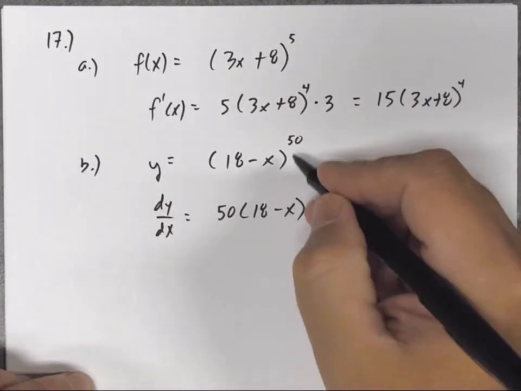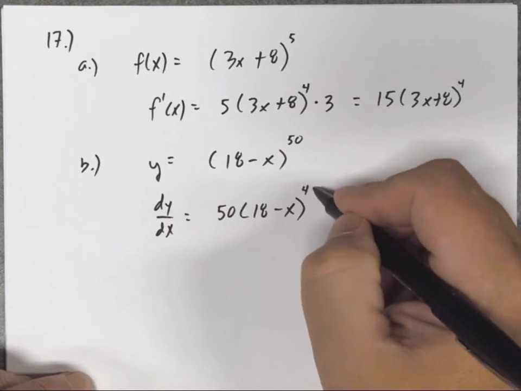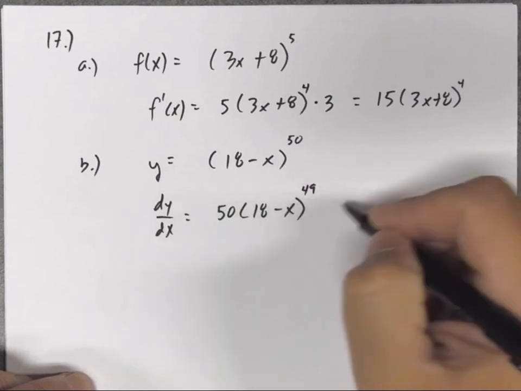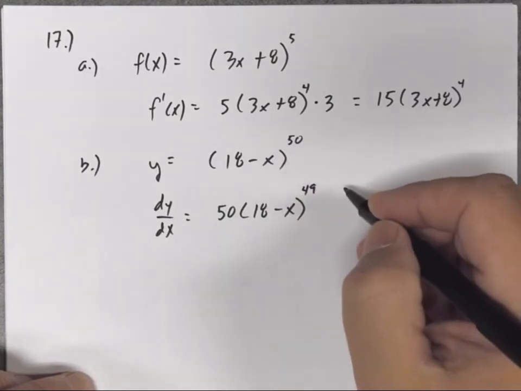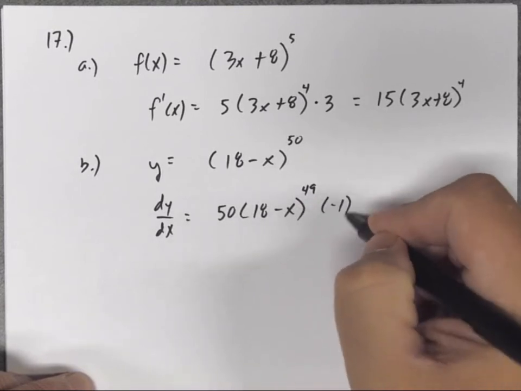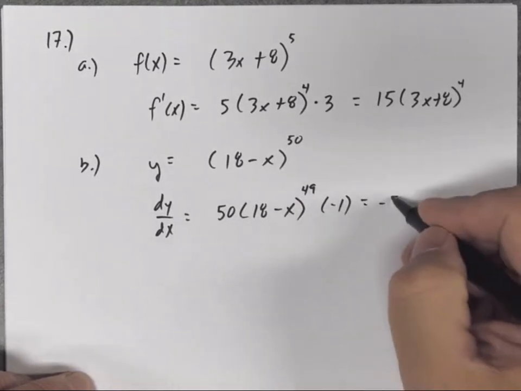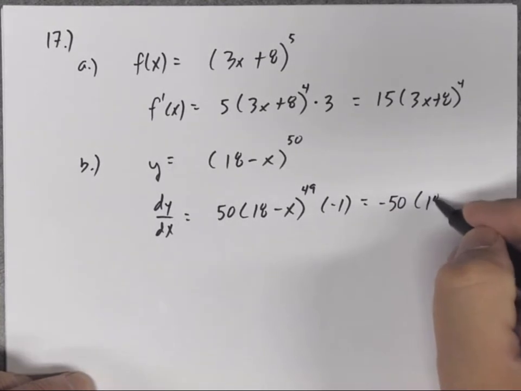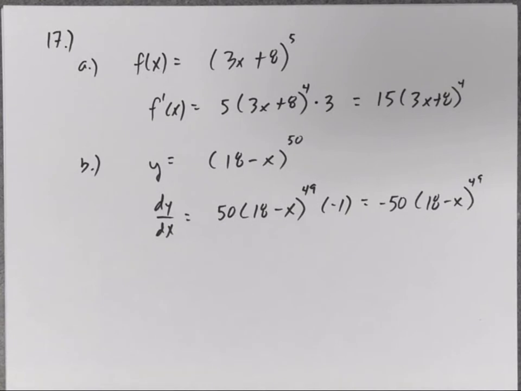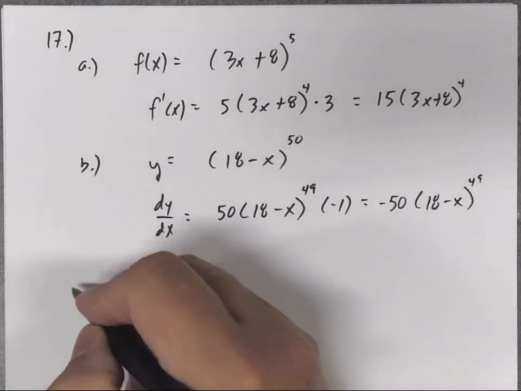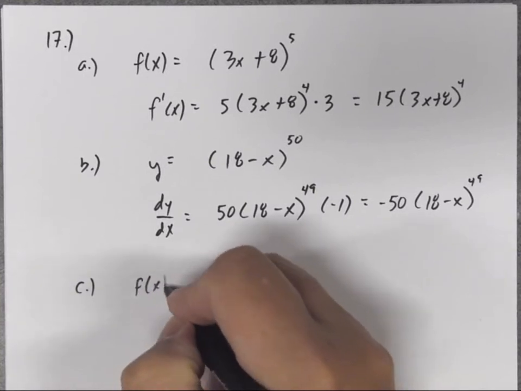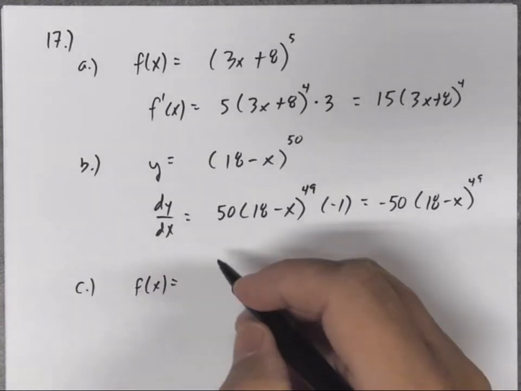You rewrite your parenthesis, then you subtract 1 from your exponent. But then this extra step is you multiply by the derivative of what's inside the parenthesis. The derivative of 18 minus x is simply minus 1. So when you're all done, that would be your derivative. All right, we'll keep doing these. Maybe they'll get a little more tricky, we'll see.